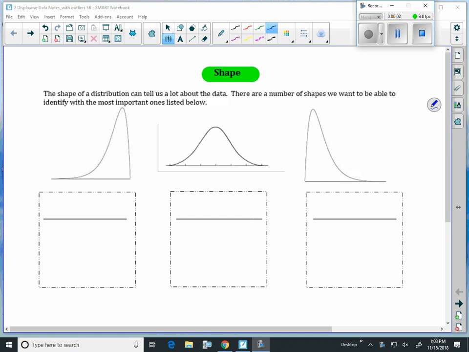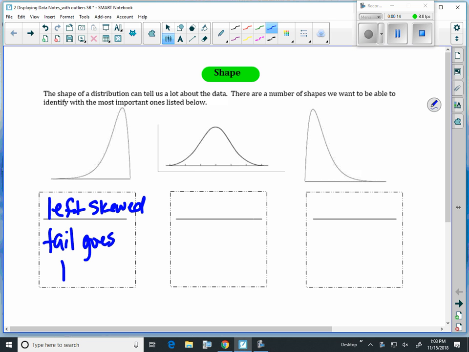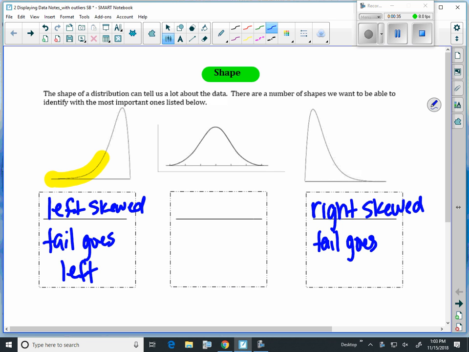If we look at this graph, we say that this is left skewed. It's left skewed because the tail of the graph, this part right here, goes to the left. The tail goes to the left. So that means this one is right skewed, because the tail goes to the right.